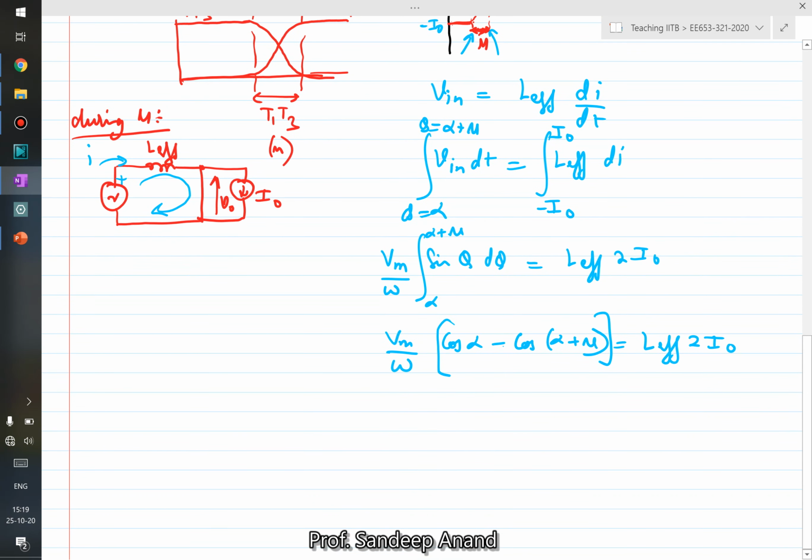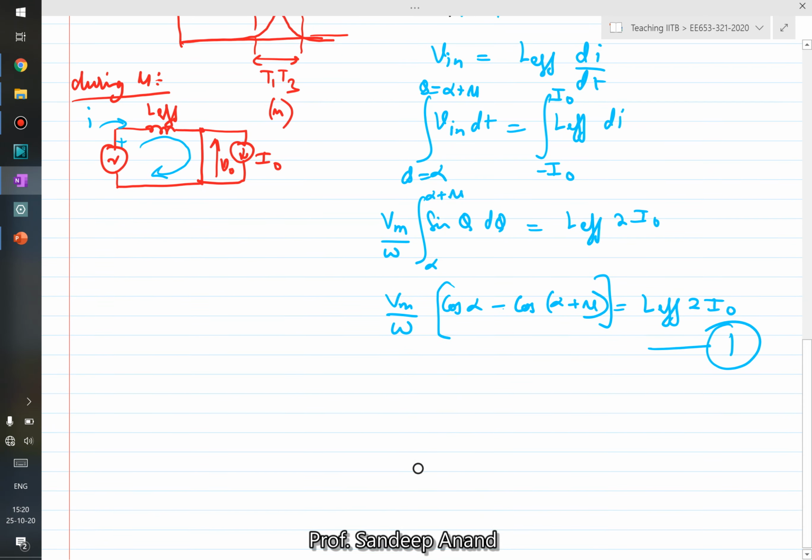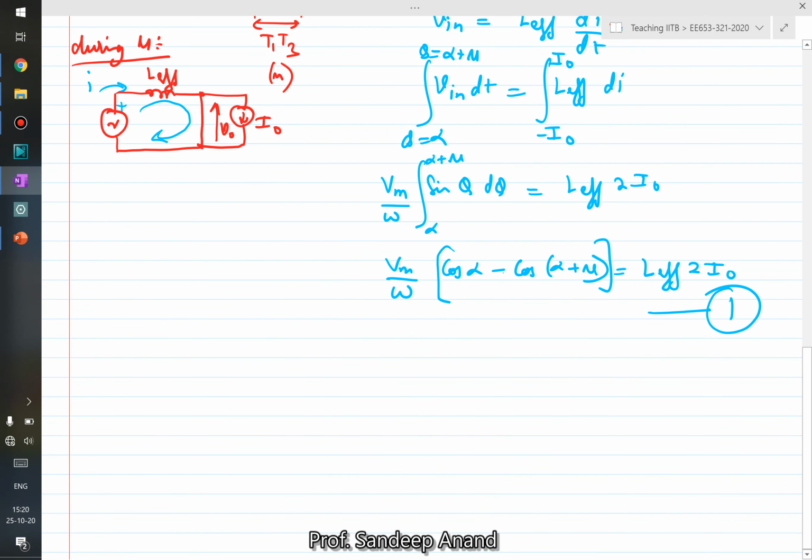Keep this equation in mind. Let's call it equation number 1. We'll be using it again. But as of now, let's also continue with this equation. So Vm by omega into cos A minus cos B is minus 2 times sine of A plus B by 2, into sine of A minus B by 2.